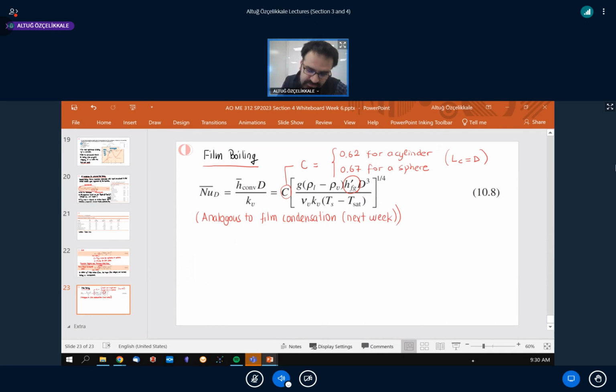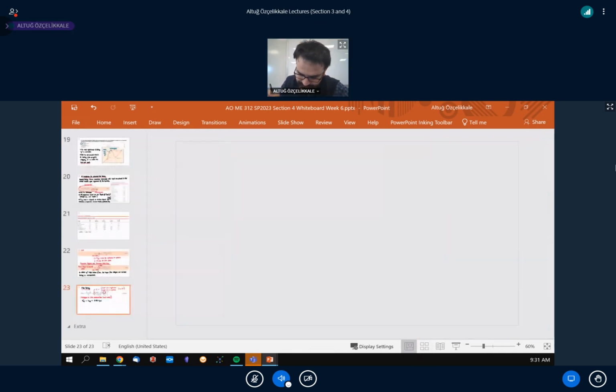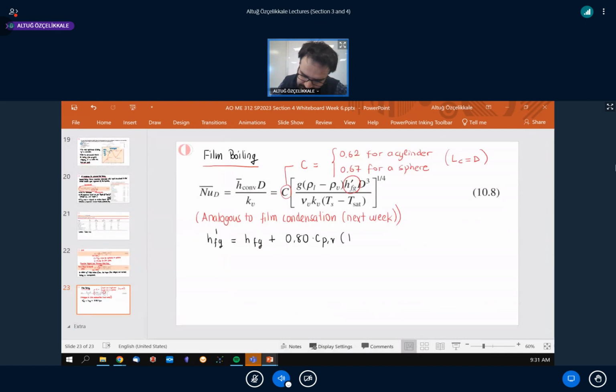Therefore, in order to take into account the sensible heat effect of the elevated temperature of the vapor, we are modifying the latent heat of vaporization. We are augmenting it with a term that's 0.80 times the specific heat of the vapor, c_p,v, multiplied by this temperature difference. That's actually the excess temperature, right? So that's the sensible heat contribution.